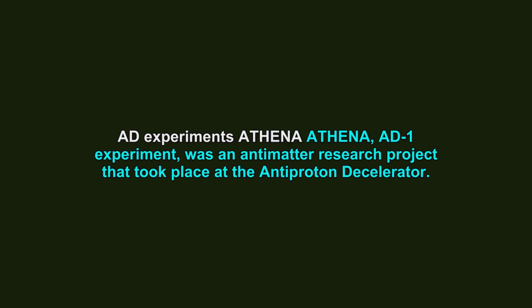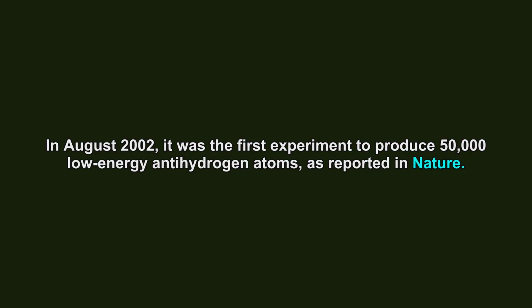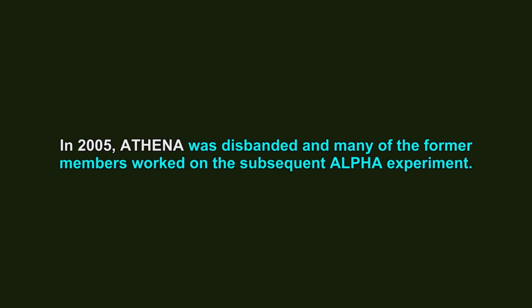AD experiments. Athena, AD1, was an antimatter research project that took place at the Antiproton Decelerator. In August 2002, it was the first experiment to produce 50,000 low-energy antihydrogen atoms, as reported in Nature. In 2005, Athena was disbanded and many of the former members worked on the subsequent Alpha experiment.